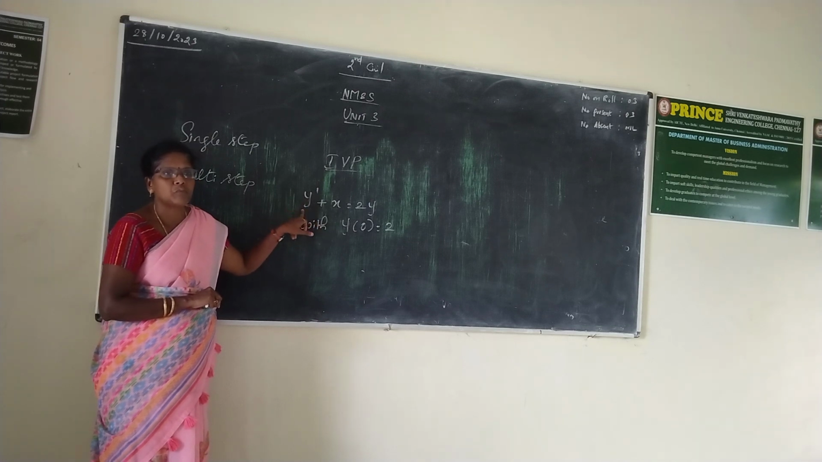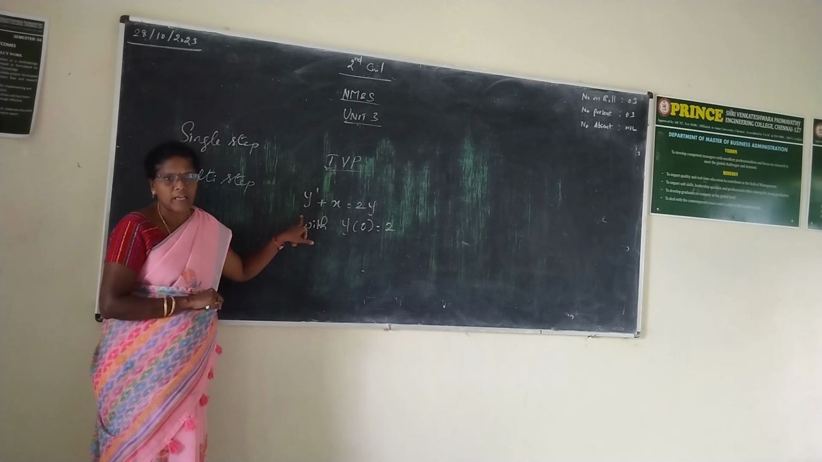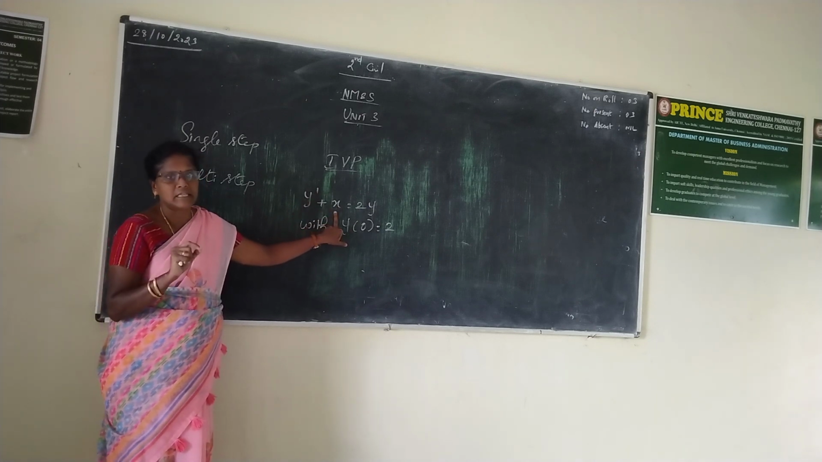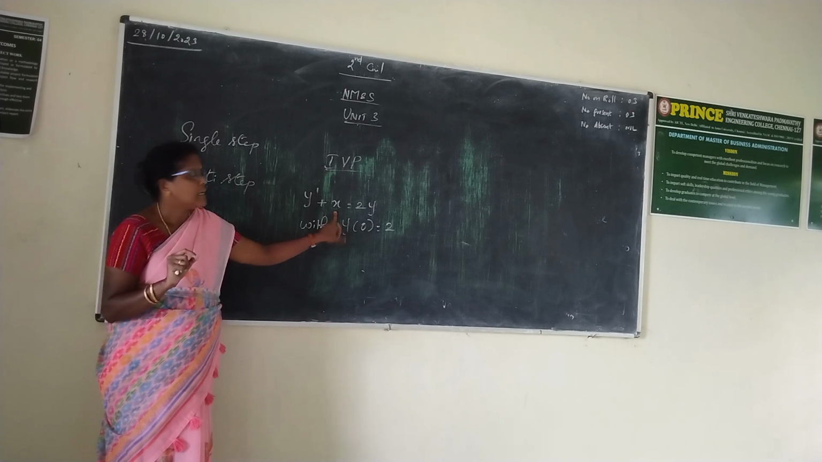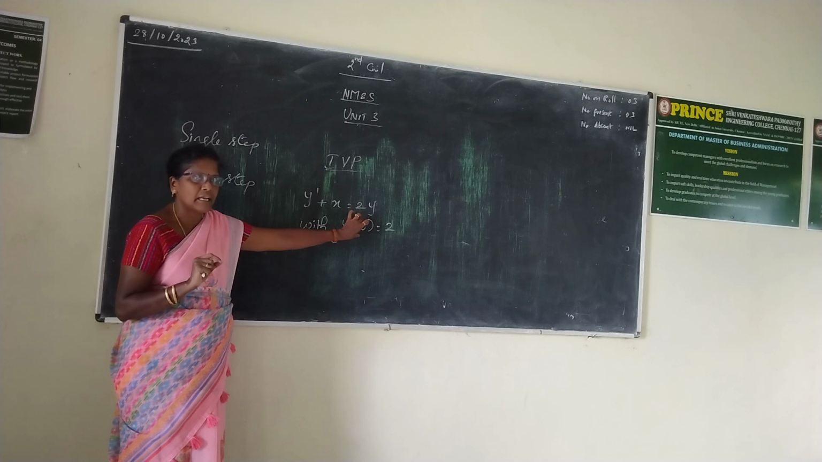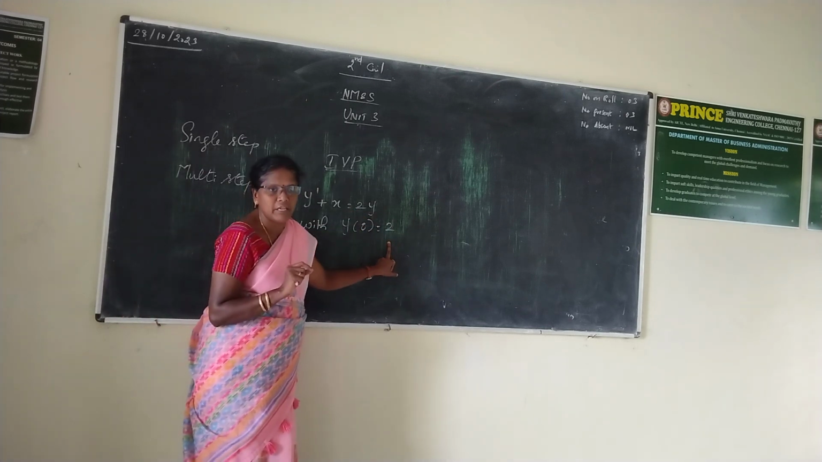You are going to differentiate which one? Y dash means you are going to differentiate y. So y will be the dependent variable and the other variable is which one? X. X is the independent variable. Whenever you have given conditions like this, the term whichever is in the bracket is for the independent variable and the right side is for the dependent variable.